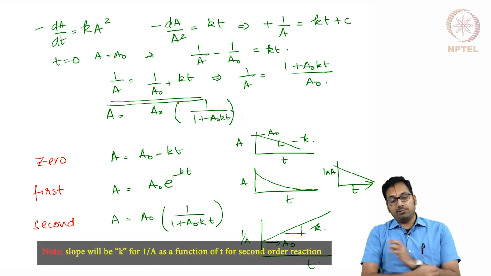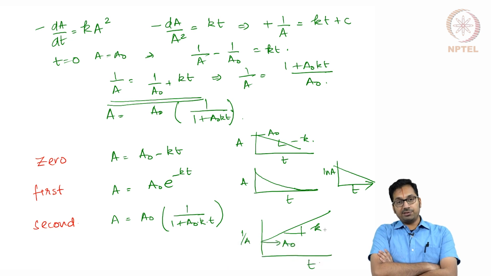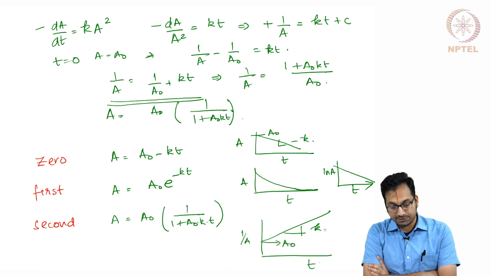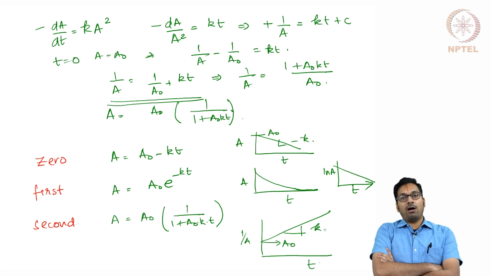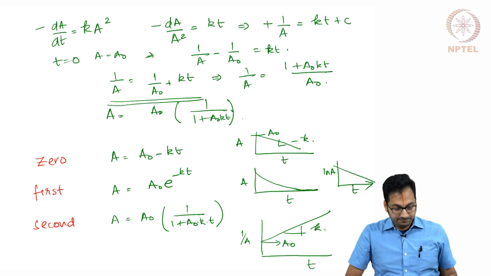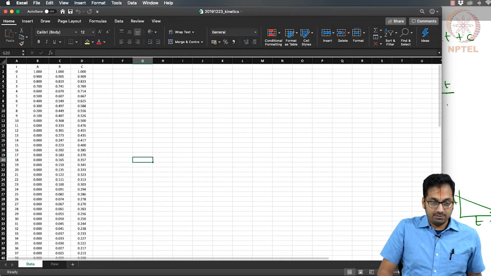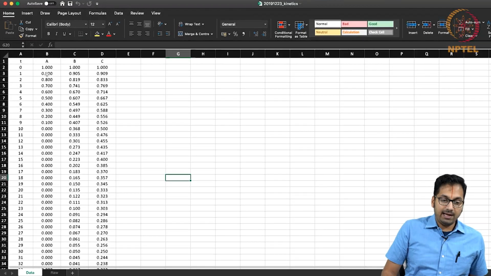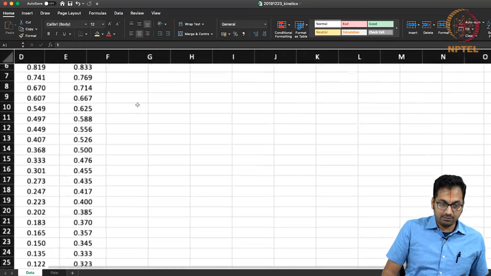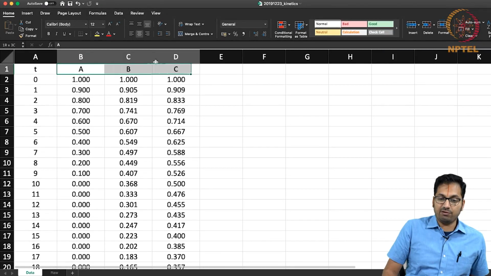In today's example, we will be taking a look at simulated data for zero, first and second order reactions and try to find out how a software could be used to distinguish these different orders of reactions. As always, we will start with the spreadsheet program. So, if you realize here, data has been provided where you have concentrations as a function of time.